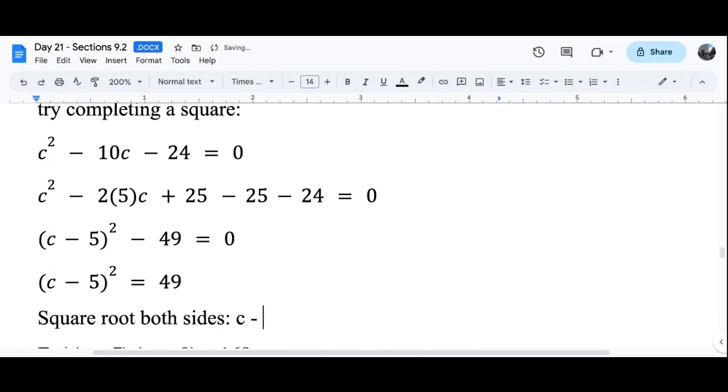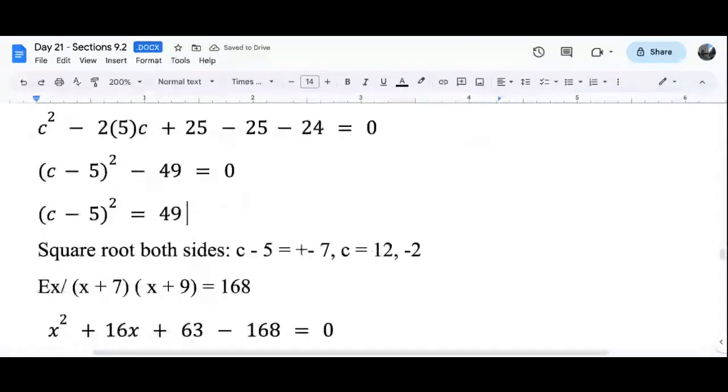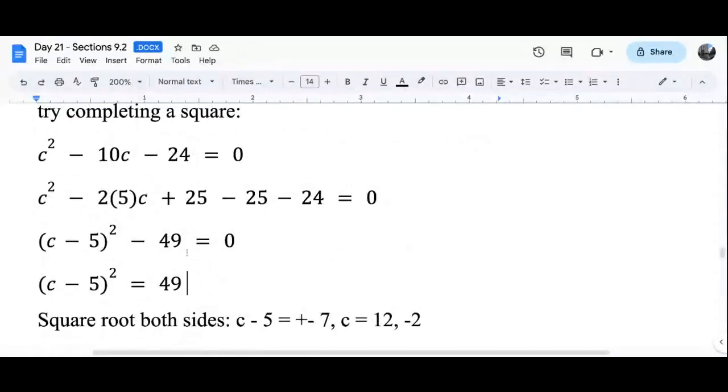When I square root both sides, I get c minus 5 equals plus or minus the square root of 49, which is 7. Let's solve. If it's positive 7, 7 plus 5 is 12. Or negative 7 plus 5 is negative 2. So we get two solutions, negative 2 and 12. This is called the process of completing the square.